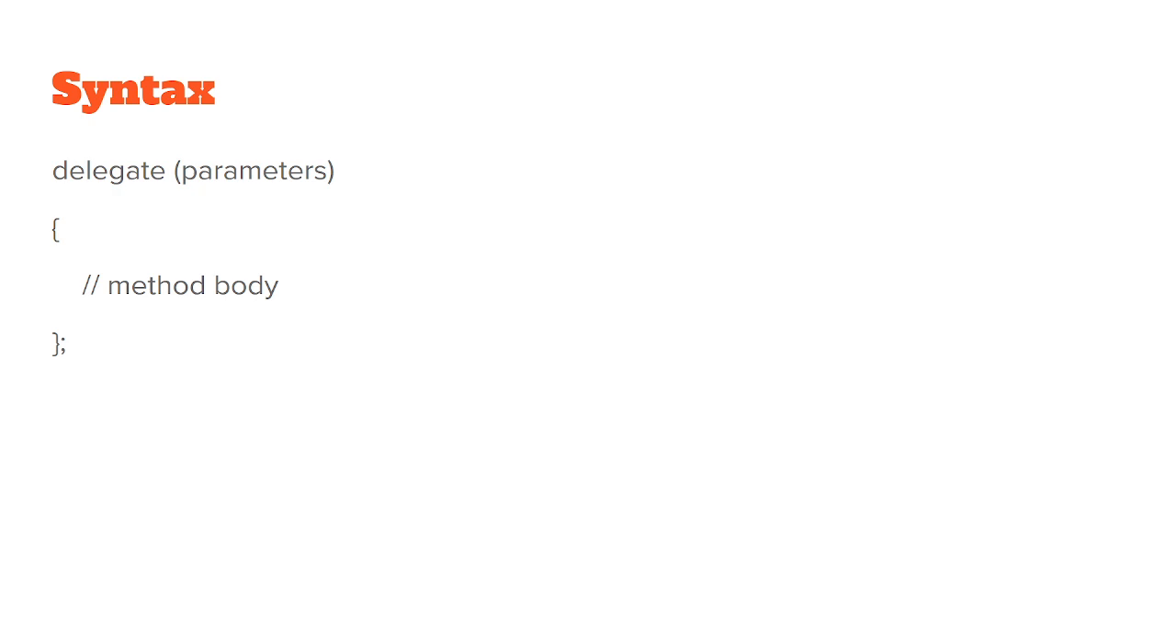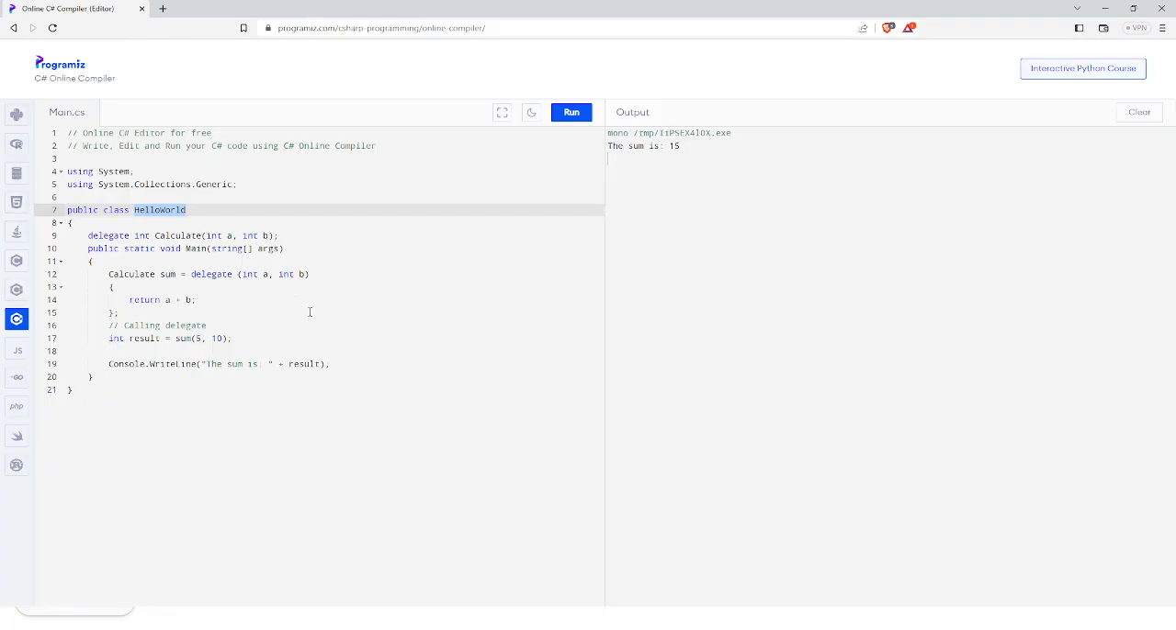Okay, so let's see the examples of anonymous methods. So let's see in the demo. Okay, so I have this online compiler. So in order to save some time, I already typed the code.